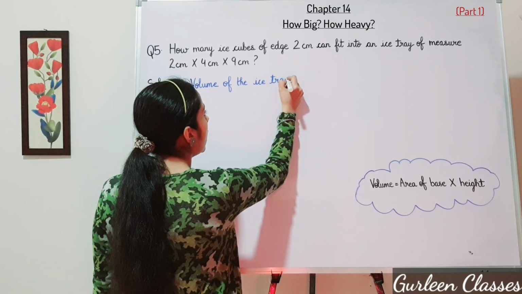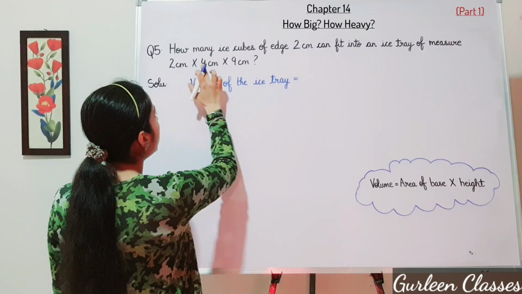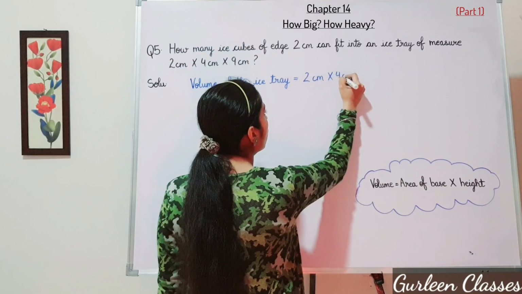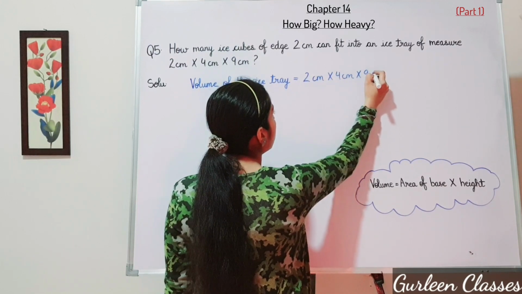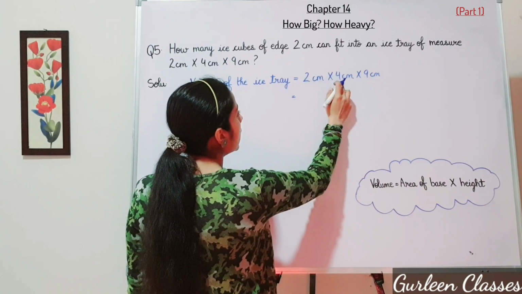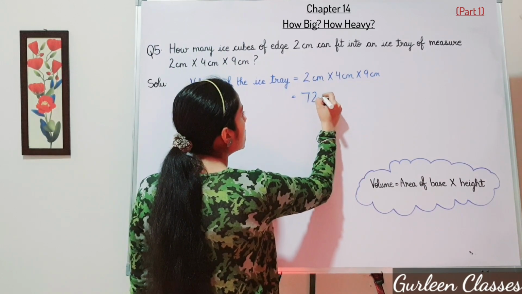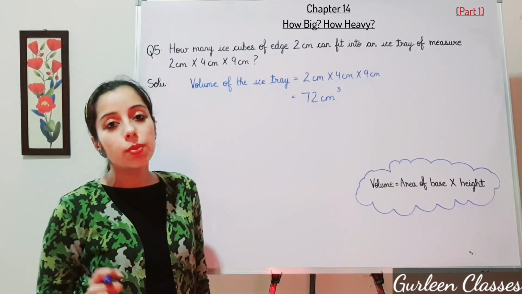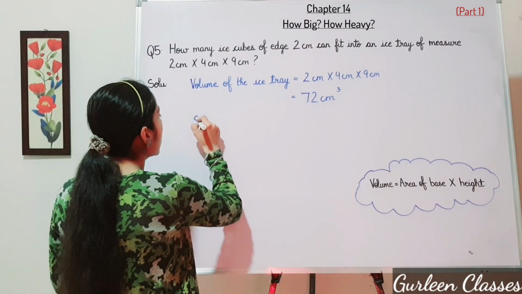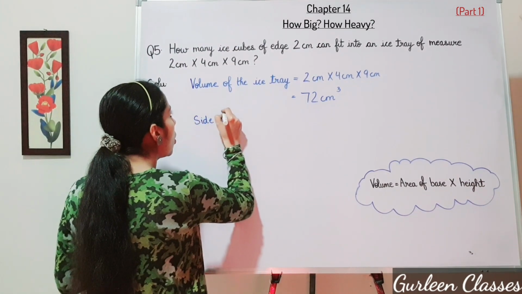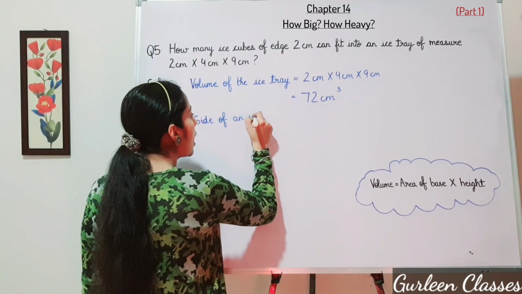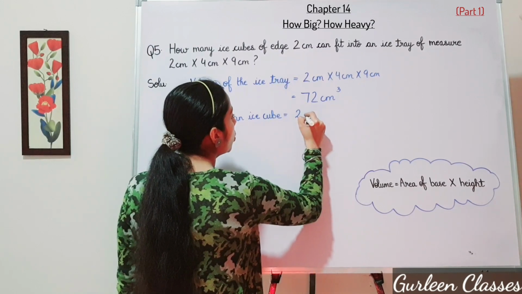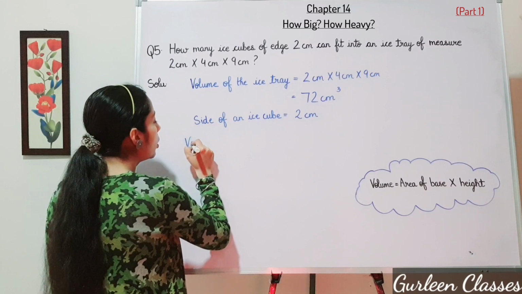So we know the formula L into B into H. It is given 2 into 4 into 9. So let us write here 2 into 4 into 9. So multiply here, 2 fours are 8, 8 nines are 72 centimeter cube. And here the side of an ice cube is given. So let us write here side of an ice cube is equal to, how much is it given? 2 centimeter.